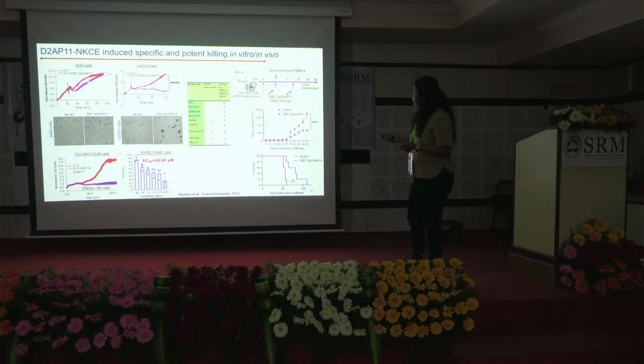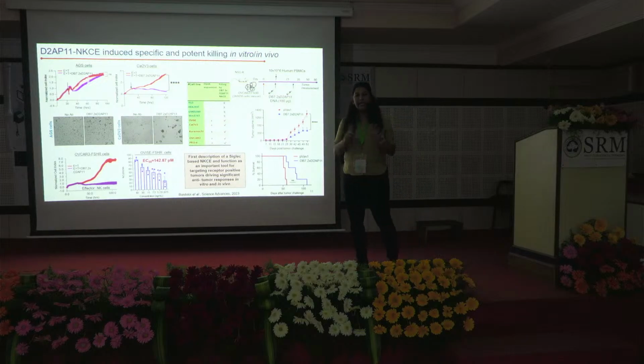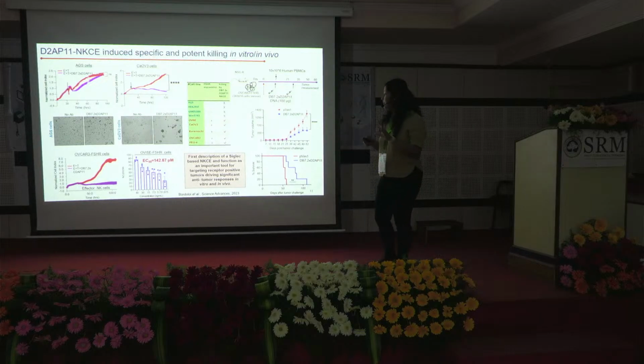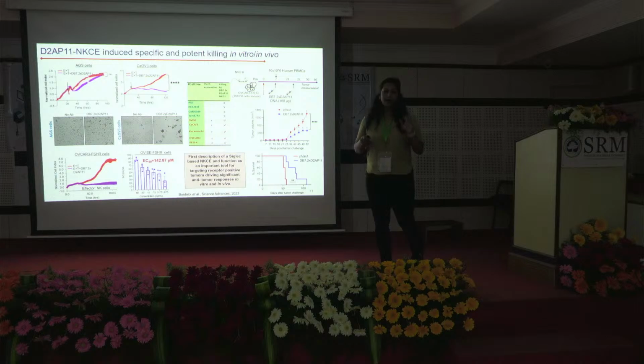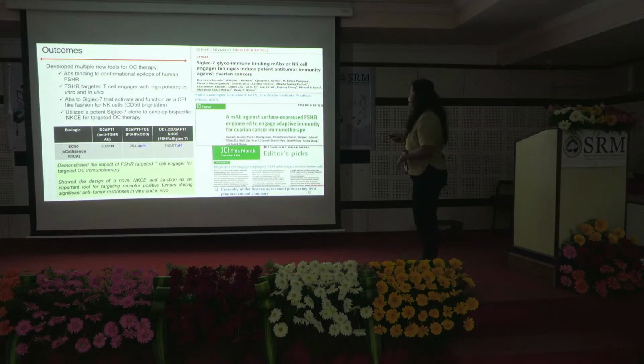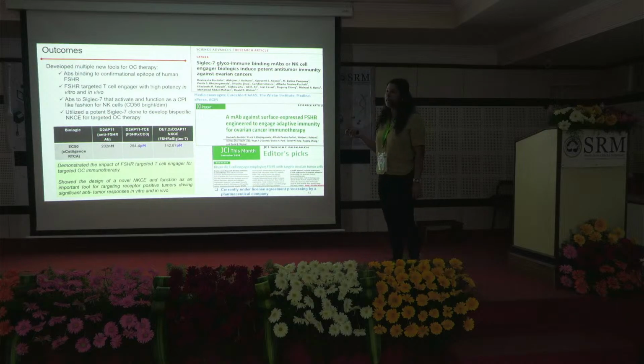encouraging to us. And also, this is the first description of a Siglec-7 based, or any member of the Siglec family based, NK cell engager, whose function we have shown, and we have also demonstrated it as an important tool as well as approach. And we have shown its efficacy in vitro and in vivo against human ovarian tumor or any other human tumor. Of course, if we have to summarize these few studies, we have developed multiple new tools for ovarian cancer immunotherapy.